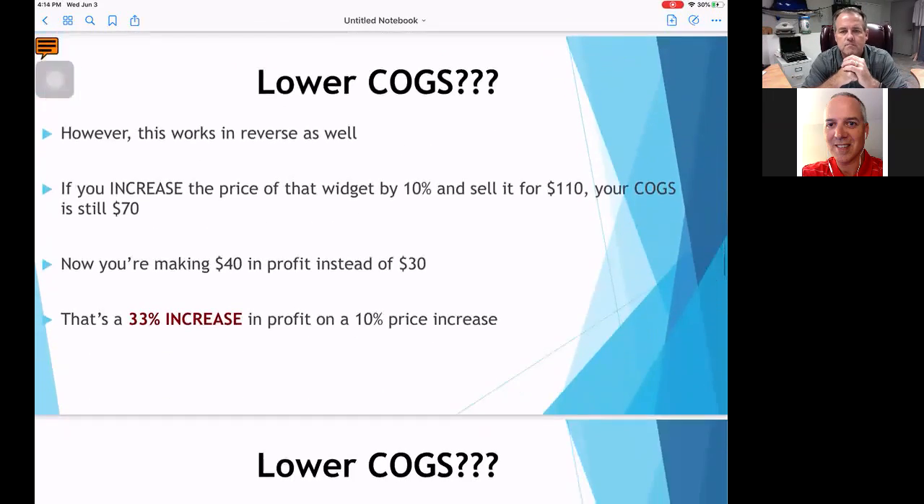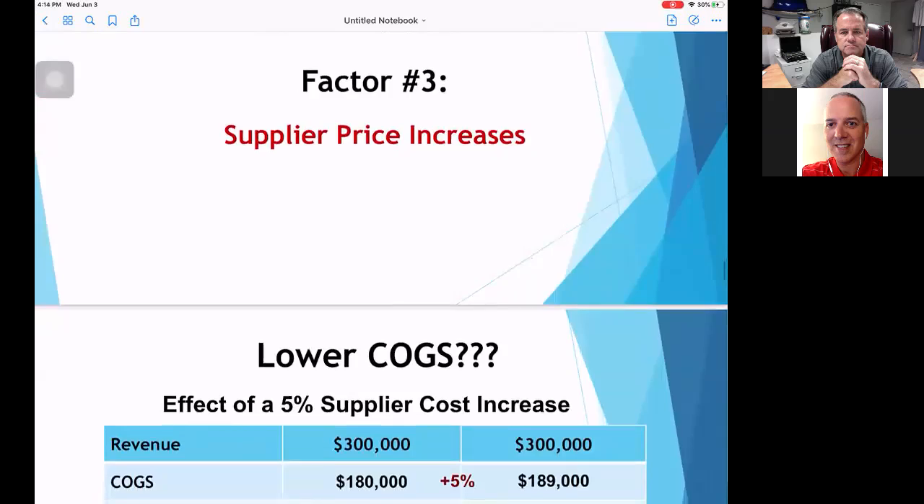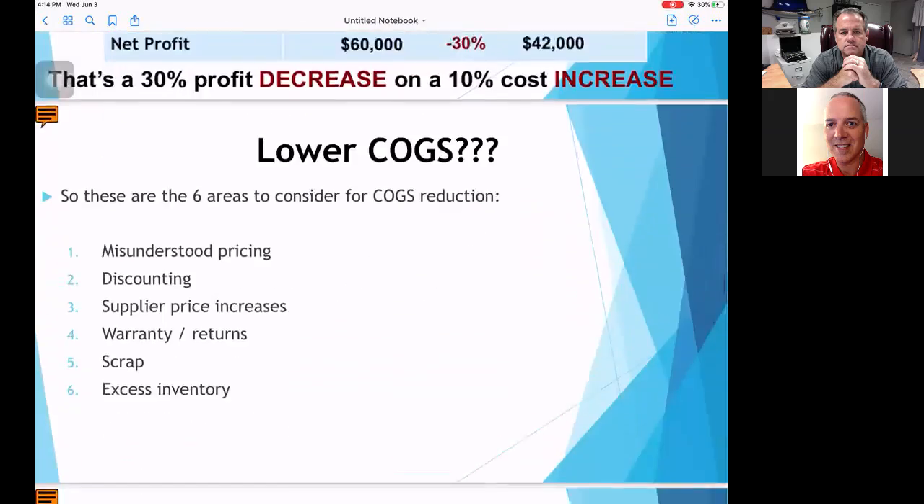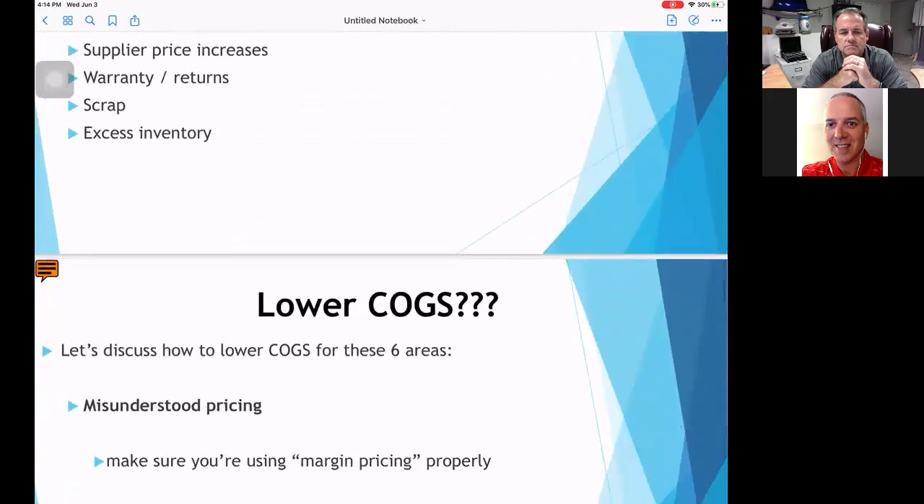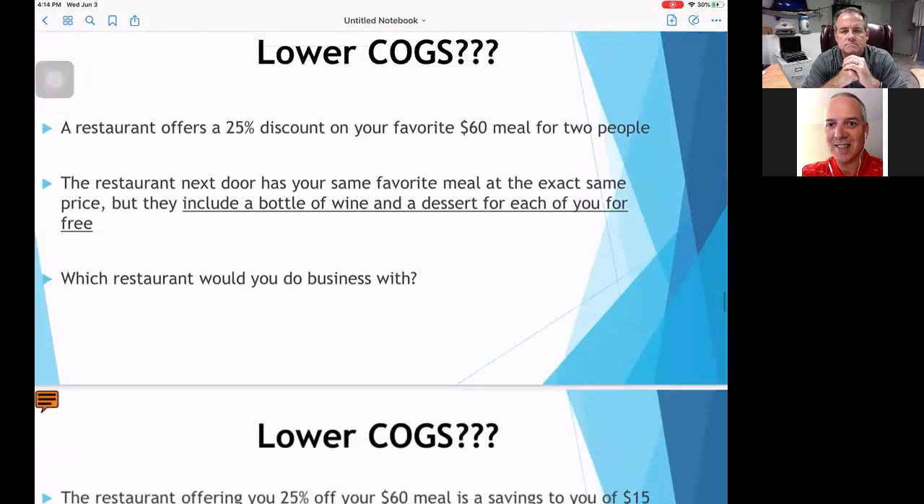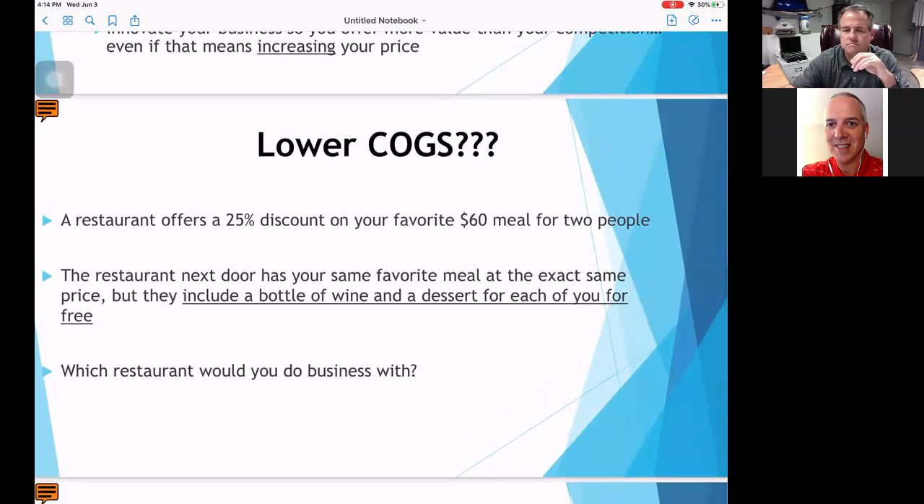The best example we talked about, I want to go right to the example we used about the restaurants, which I think we talked about before. Here it is. A restaurant offers a 25% discount on your favorite $60 meal for two. The restaurant next door has the same favorite meal at the exact same price, but they include a bottle of wine and a dessert for each one of you for free. Which restaurant would you do business with?